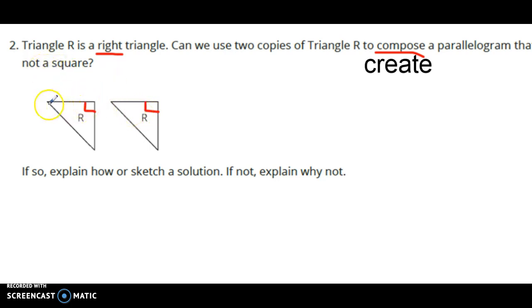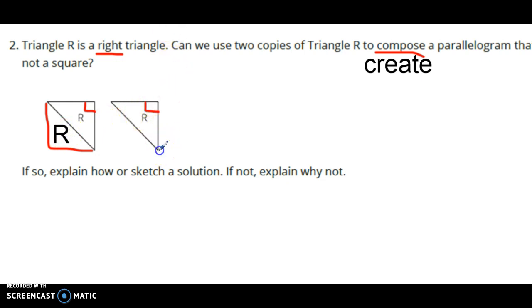Is it always going to result in a shape with four identical sides? Well, let's see. I know if I copy R and I move it here, like so, that results in a square. But do I always have to move it in that way to make a parallelogram?